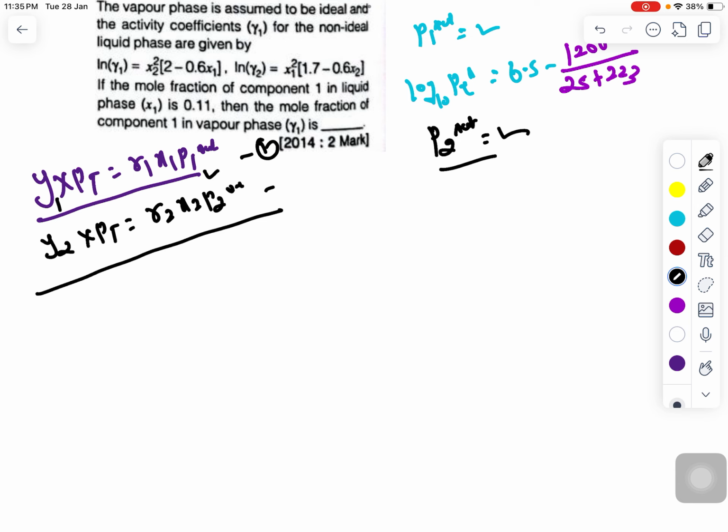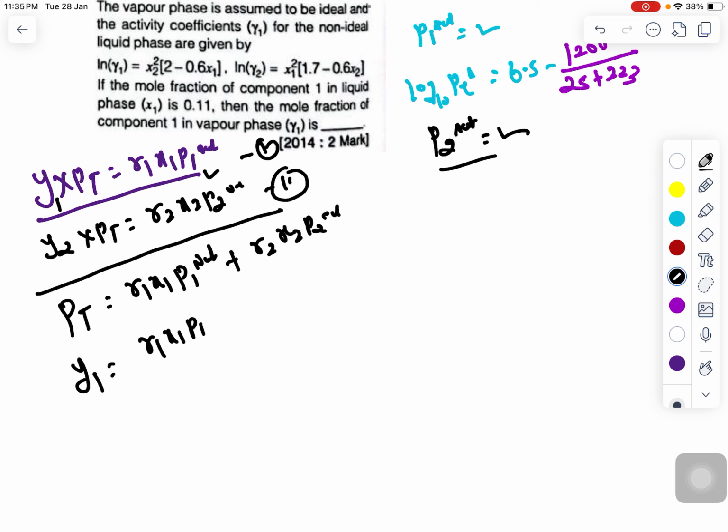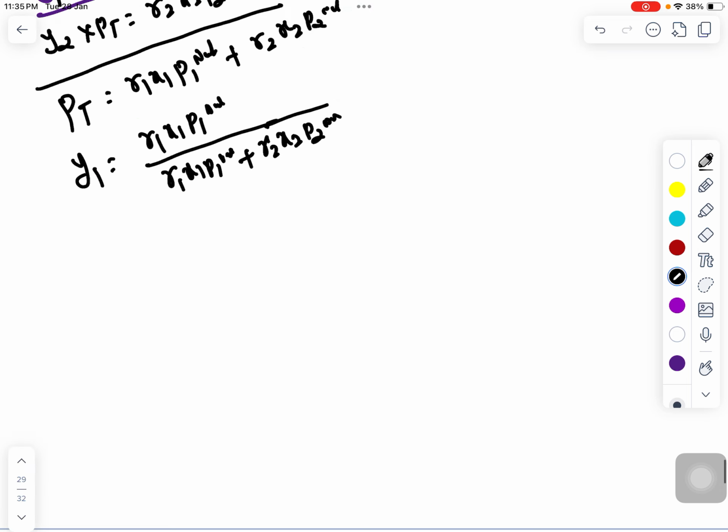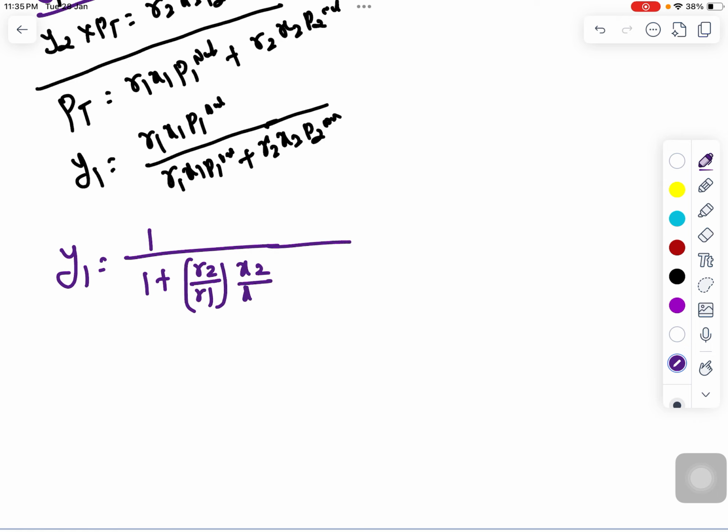If we add the first and second equations, we get the total pressure equals gamma 1 x1 P1 sat plus gamma 2 x2 P2 sat. So finally we can calculate y1 equals gamma 1 x1 P1 sat divided by gamma 1 x1 P1 sat plus gamma 2 x2 P2 sat. If I divide numerator and denominator by gamma 1 x1 P1 sat, I get y1 equals 1 upon 1 plus gamma 2 divided by gamma 1, times x2 divided by x1, times P2 sat divided by P1 sat.